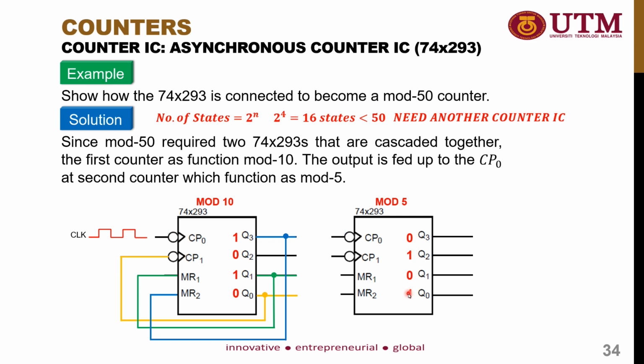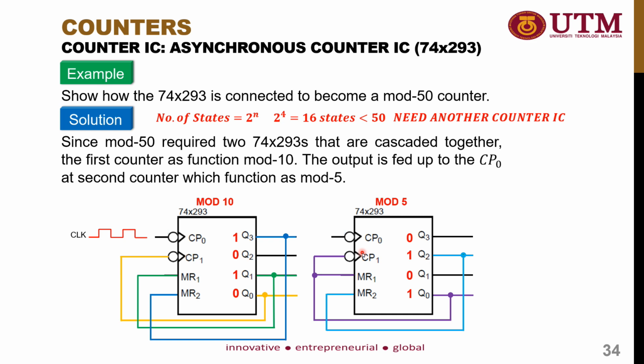So can you guess how to connect it to become mode 5? In order for us to reset the counter to 0, we need to connect MR1 and MR2 to the input of 1. So in this example, we have two outputs of 1, so you can just connect them directly to each MR1 and MR2. So as usual, Q0 will be connected to CP1 because we want to have the conventional 4-bit asynchronous counter.